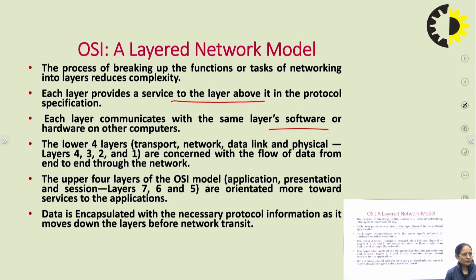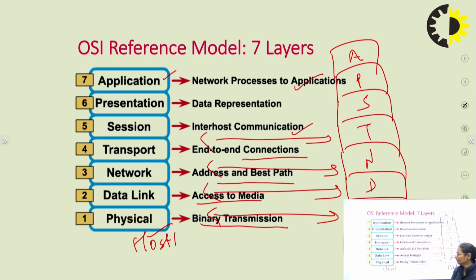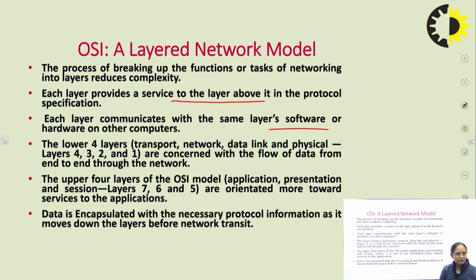The lower four layers, that is transport, network, data link and physical, are concerned with the flow of data from end to end through the network. They are related to how the data is flowing. The above three layers, that is 5, 6 and 7, are more oriented towards the services to the applications.